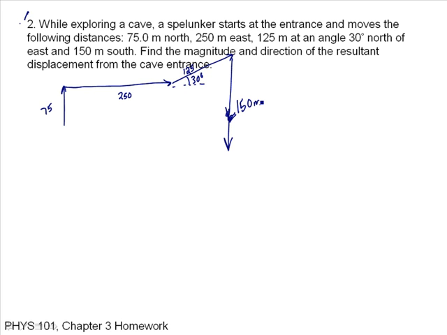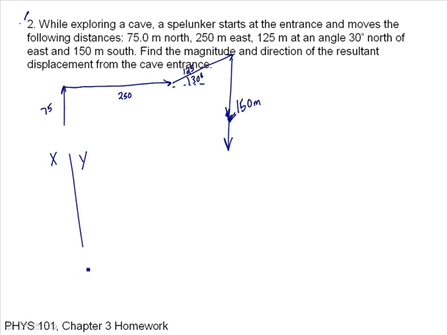Now I want to find what is the magnitude. I want to add up the x and y components of each individual vector, and the sum of those x and y components will be the x and y component of the resultant vector. That is the sum of those 1, 2, 3, 4 vectors. So I have to make a little table.